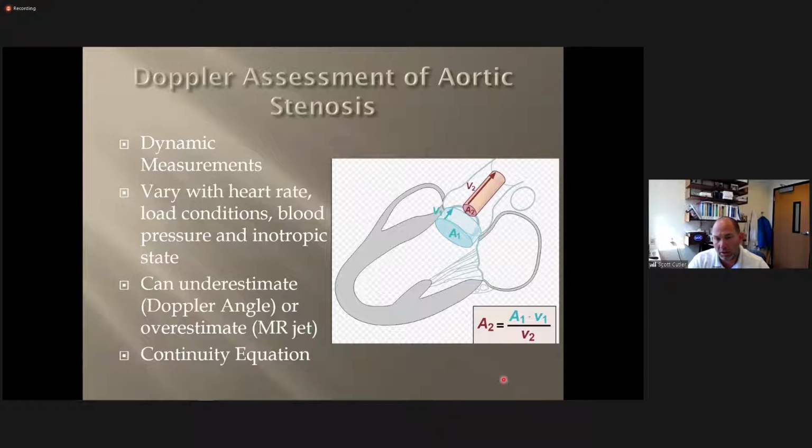And continuity is the equation that we typically use for most valve studies. This is how you're going to quantify how stenotic it is. The planimetry of the valve itself in 2D and short axis is a way, but it's a very low accuracy compared to the continuity equation in Doppler.